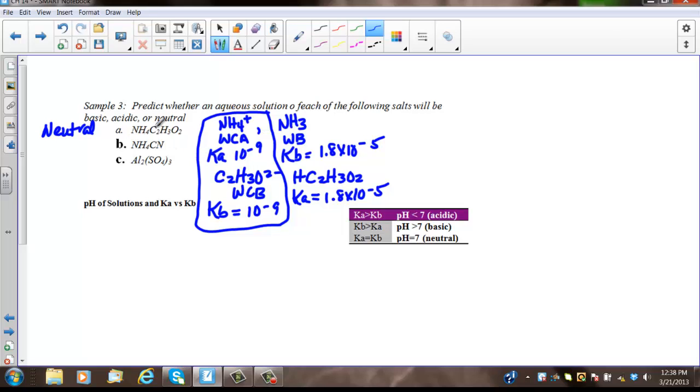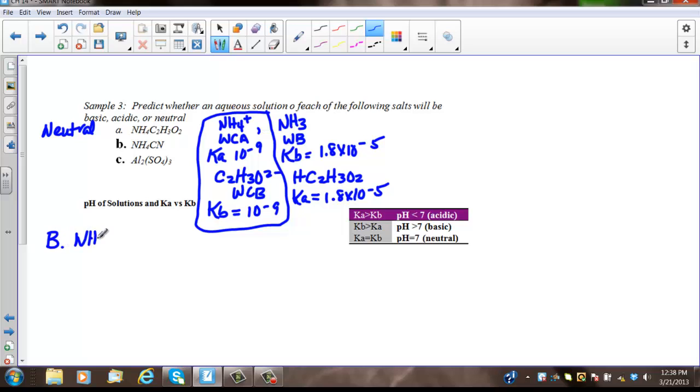Now, another way that would lead you to believe that it's neutral is that the acetate ion comes from acetic acid, which is a weak acid. The ammonium ion comes from a weak base, which is ammonia. So you have weak and weak, which is going to be neutral. Let's look at B down here.